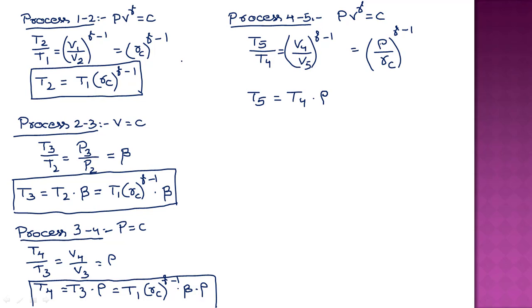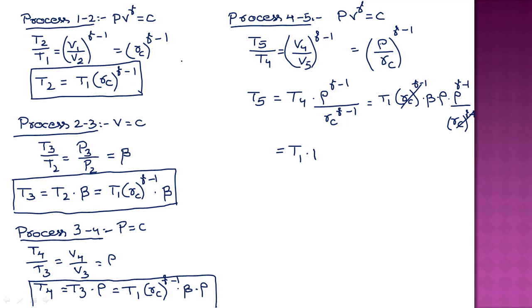We know that T4 is T1 RC power gamma minus 1 into beta into rho, times rho power gamma minus 1 by RC power gamma minus 1. So these two will get cancelled. We can write T1 into beta into rho power 1 plus gamma minus 1. Here we have a power m into a power n is a power m plus n. So these two will get cancelled, and T5 can be written as T1 into beta into rho power gamma. So we have got all the temperatures in terms of T1 and the ratios.